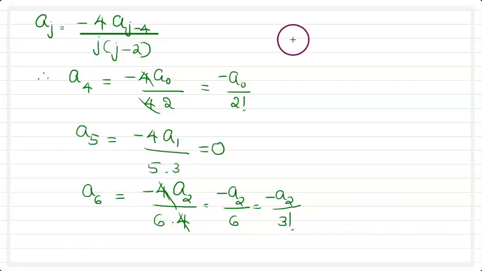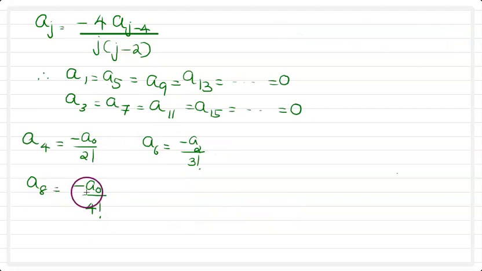Now we can observe some pattern over here. Since a1 is equal to 0, we observed that a5 is also equal to 0, and we can observe from the recurrence relation that we can express a9 as minus 4 a5 divided by a constant. So since a5 is equal to 0, a9 will be 0. So we can see that a8 is in fact plus a0 divided by 4 factorial. Similarly, we can find a10 as a2 divided by 5 factorial.